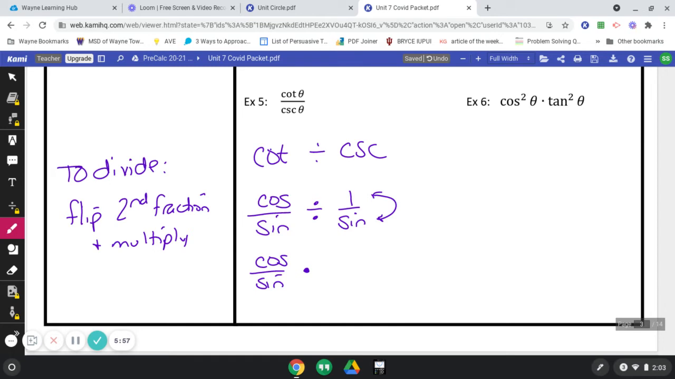Flip that around. Sine over 1. And you can see that your signs are going to cancel out, leaving you cosine over 1. The 1 underneath doesn't mean anything. Something divided by 1 is still that thing. So we would just have our answer as cosine of theta.